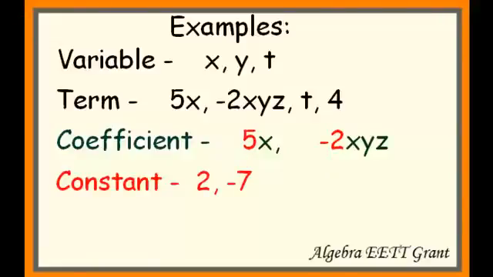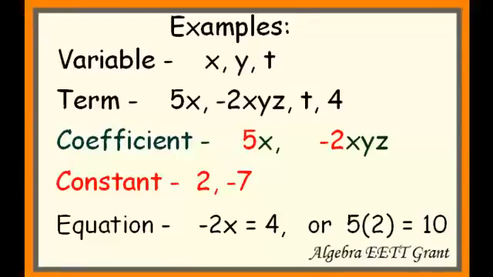A constant is when a number stands alone, such as 2 or negative 7. Notice they do not have variables with them. An equation is something that has an equal sign, so it could be things like negative 2x equals 4 or 5 times 2 equals 10. Both of these have equal signs, so both of them are examples of equations.